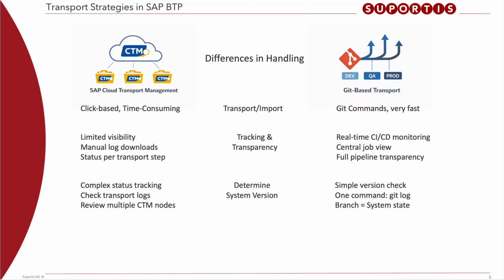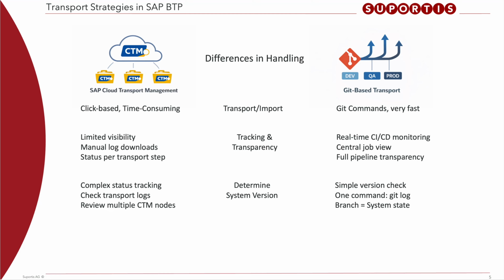Another difference is tracking and transparency. On the left side with CTM, visibility is limited. We can see the transport status, but detailed analysis often requires manually downloading logs. The information is distributed across different tools.